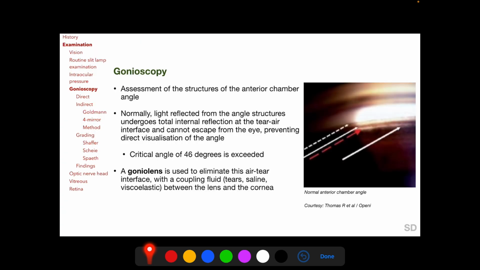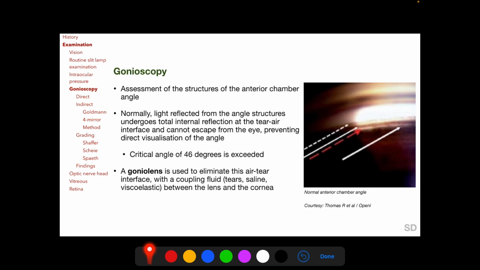Gonioscopy is the assessment of the structures of the anterior chamber angle. This photograph shows the structures in a normal anterior chamber angle. This arrow points towards the ciliary body band. This arrow points towards the scleral spur. This arrow points towards the trabecular meshwork, and this arrow points towards the Schwalbe's line. We'll discuss how to identify these structures on gonioscopy further in this session.